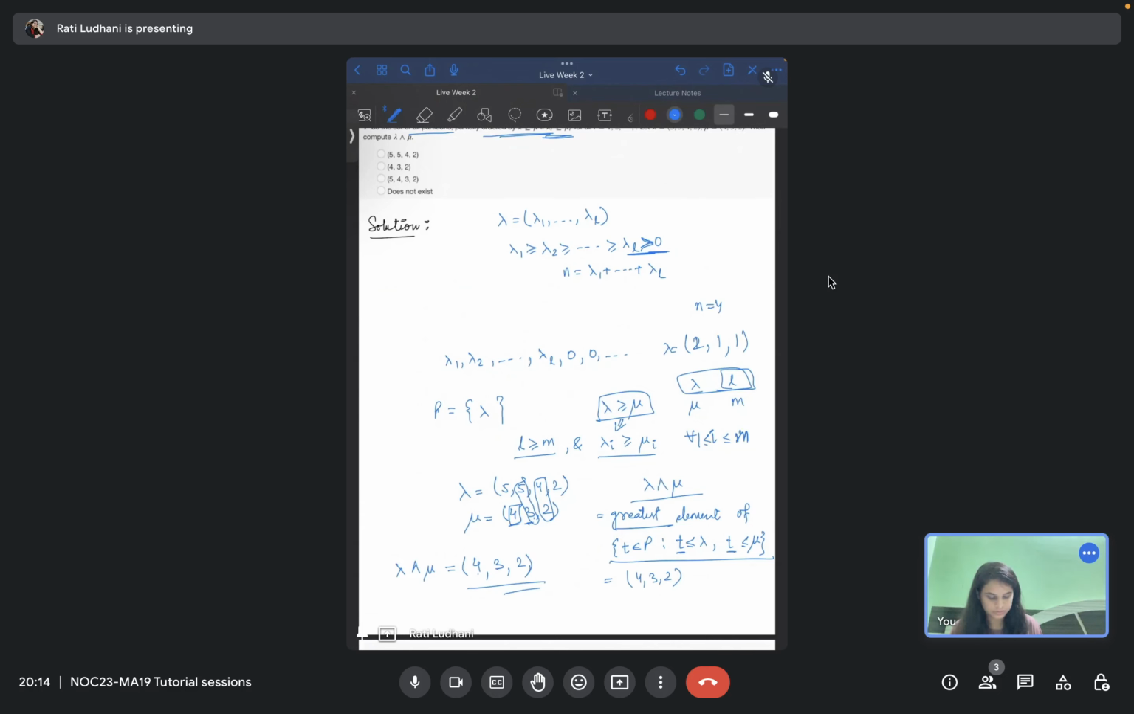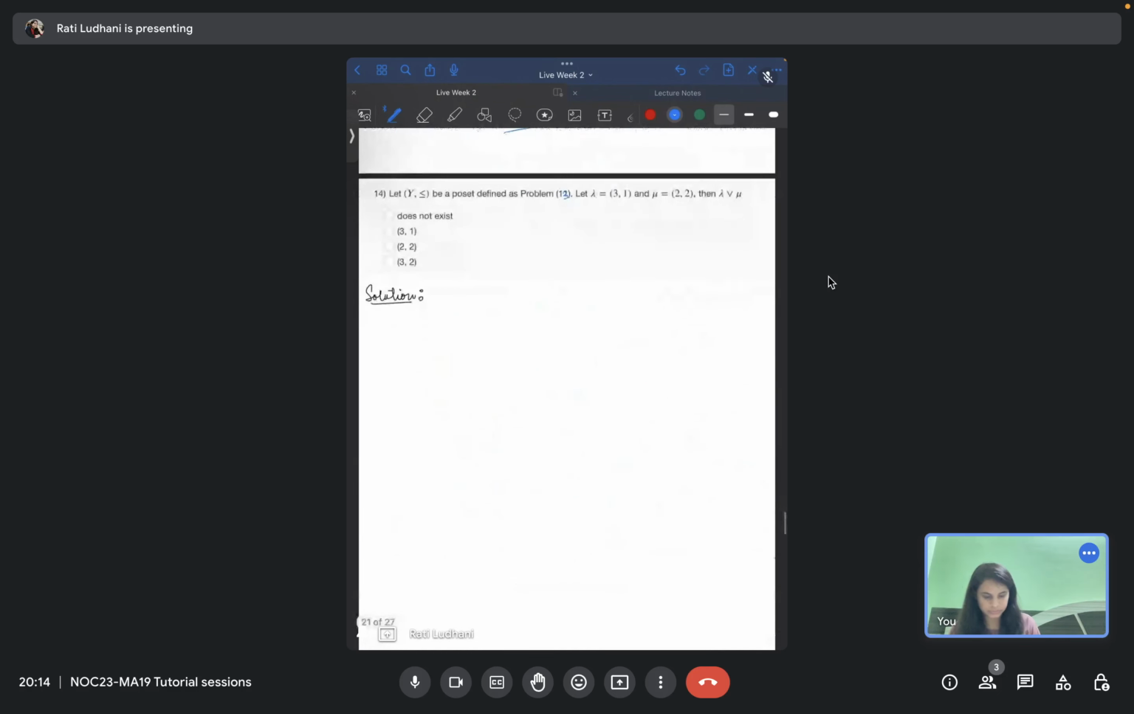So that will work. Similarly, for the same question, if you have lambda to be 3 comma 1 and mu to be 2 comma 2, then lambda join mu should be what? Lambda join mu will be the least element of the set of all t belonging to P such that t is on the bigger side, that is, lambda is less than or equal to t and mu is less than or equal to t. Okay.